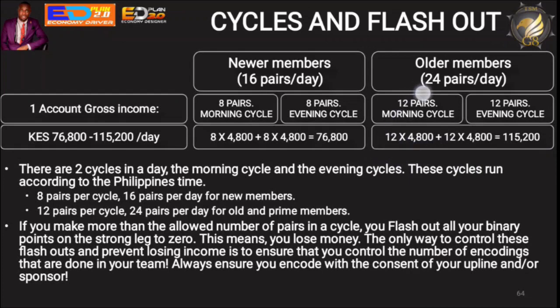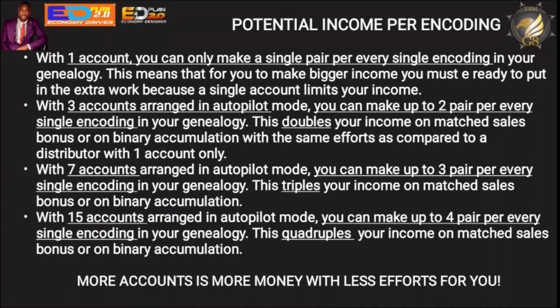Now in this case, let's assume you are an old member and you have unlocked or rather unleashed the prime income. You have a prime member under you, you make 12 pairs in the morning, 12 in the evening. So 12 times 4,800 in the morning plus 12 times 4,800 in the evening gives you a total of 115,200 Kenyan shillings per day. Okay, so there are 2 cycles in a day, the morning cycle and the evening cycle. These cycles run according to the Philippines time, okay? So 8 pairs per cycle.